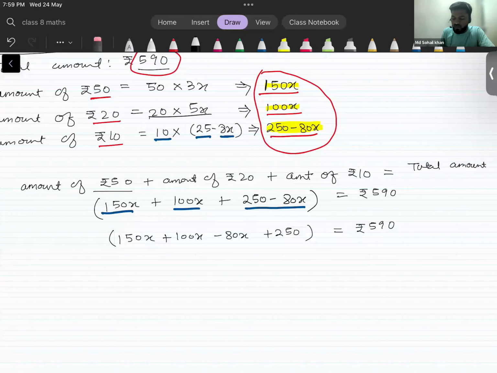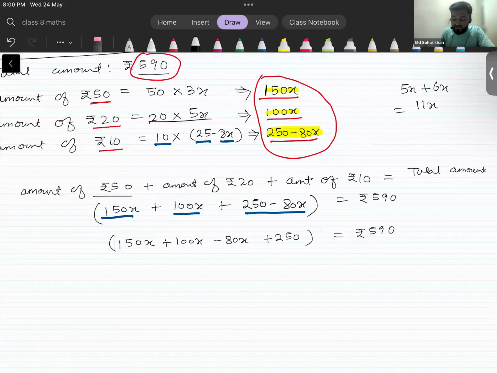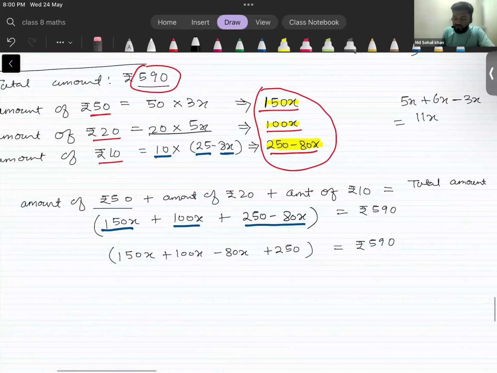Okay, by the way, Ahmed, what is 5x plus 6x? 11x. Okay, I was just checking whether you know this or not. Very good, it should be very simple. Now if I say 5x plus 6x minus 3x, then?